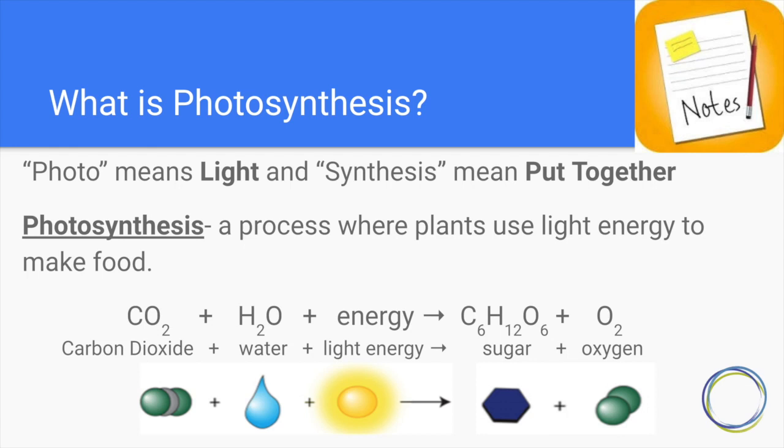So the equation starts with carbon dioxide, CO2, plus H2O, water, plus energy in the form of light energy. And the arrow means it makes or turns into. And that makes sugar, which is C6H12O6, and oxygen, O2. So make sure you have time to write all these notes. Again, pause the video if you need a little more time, and we'll move on to the next thing.